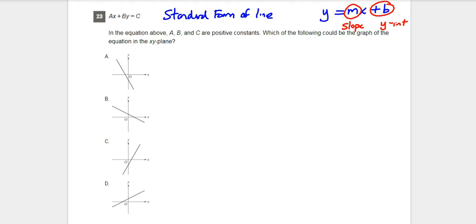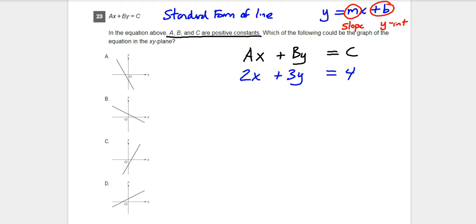Now, I can always change standard form into slope-intercept form if I want. So let's go ahead and do that, because otherwise it's difficult to see what's going on. So I have ax plus by equals c, and it says a, b, and c are positive numbers. So we know they're all positive numbers. Maybe to make it easier, let's just pick our own positive numbers and put them in there. Let's just call this 2x plus 3y equals 4. I'm just picking my own numbers. They said they could be positive, so let's do it.